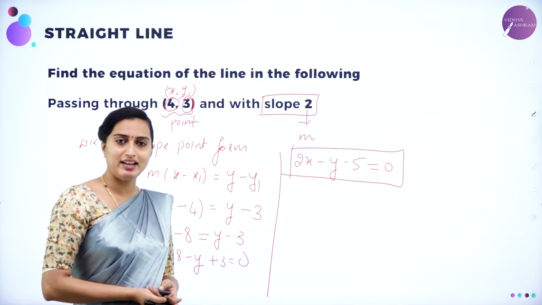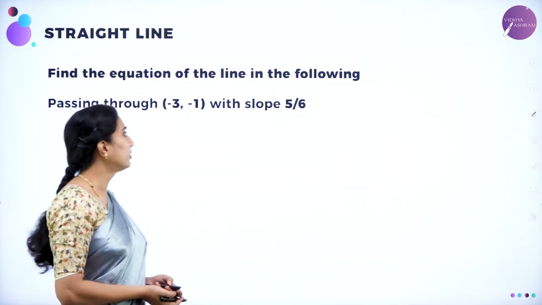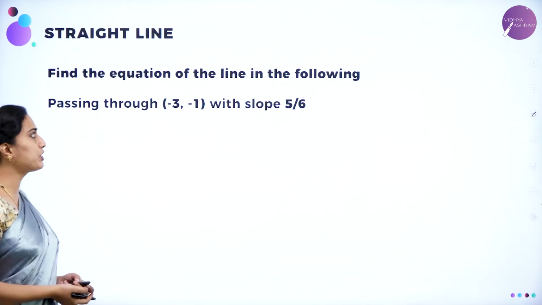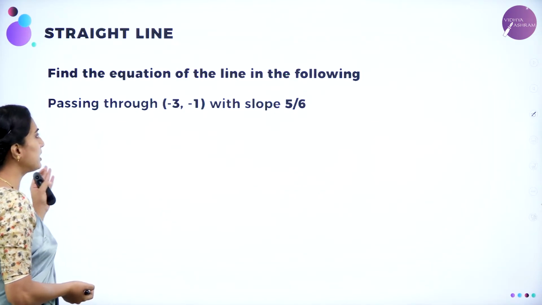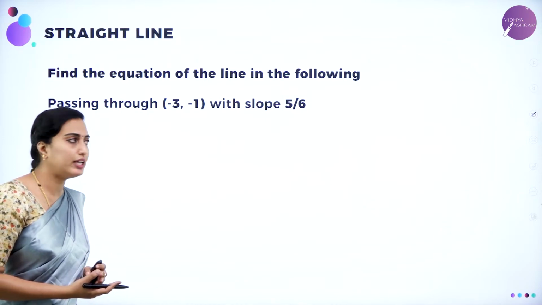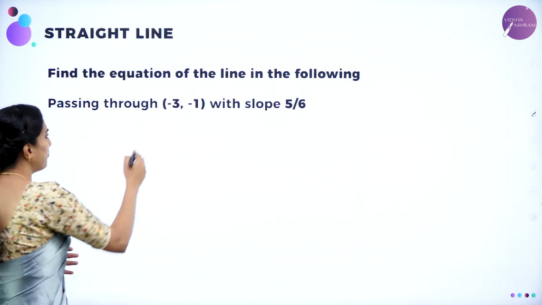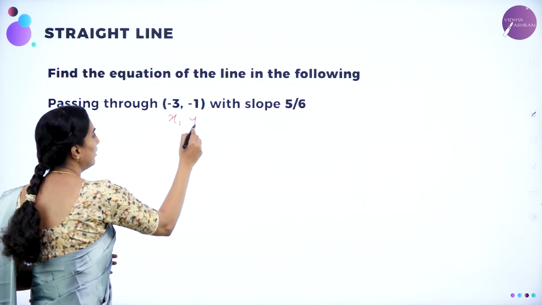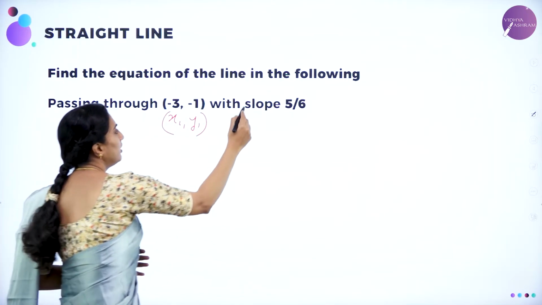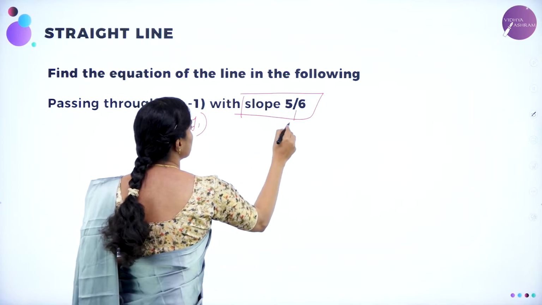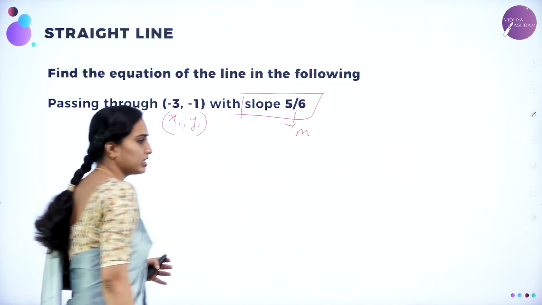We'll move on to the next problem, dear. What they've asked: find the equation of the line in the following, passing through minus 3, minus 1 with the slope 5 by 6. Again, they have given a point as x1, y1 here, passing through the point, and the slope as 5 by 6, which is nothing but m, you can take it as.